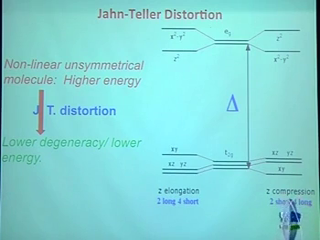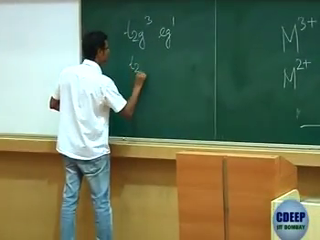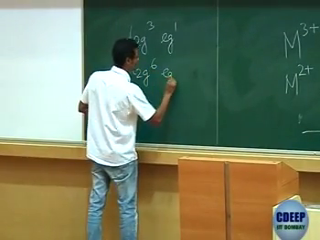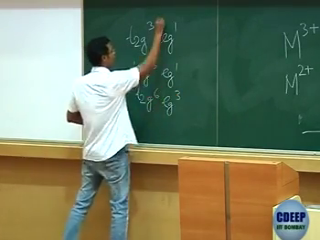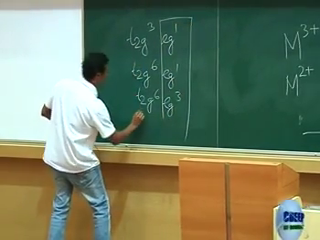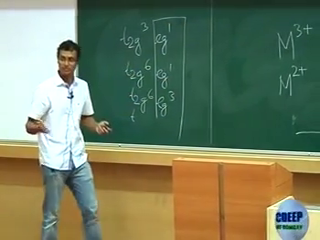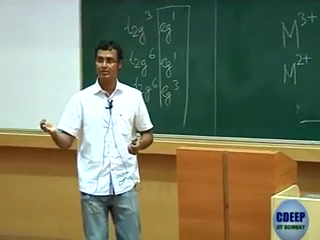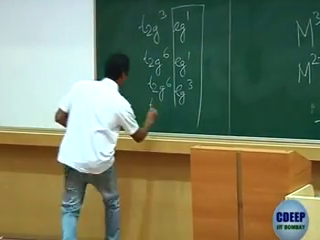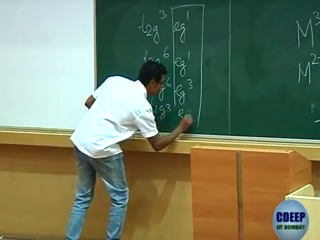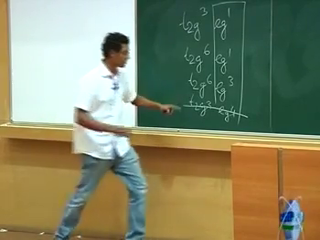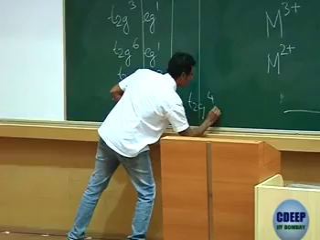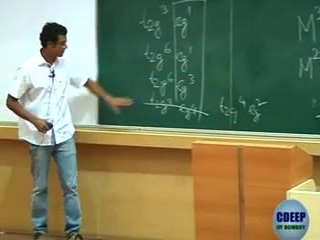So what are the configurations? t2g3 eg1, t2g6 eg1, t2g6 eg3. So wherever unsymmetrical situations are possible. Of course, t2g3 eg3 is not possible, and t2g3 eg4 is not possible. This sort of thing you should be able to recognize very quickly. t2g3 eg4 actually should be t2g4.